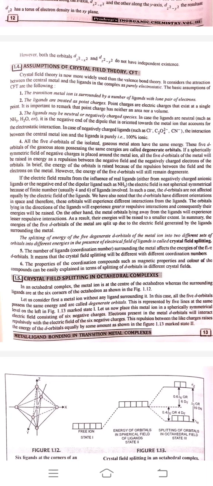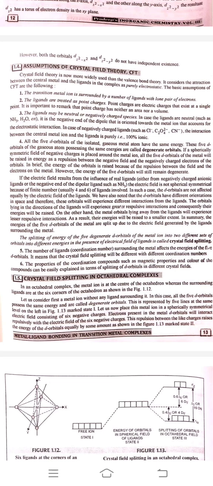the metal will be raised in energy because of repulsion between the negative field and the negatively charged electrons of the orbitals. In brief, the energy of the orbitals is raised because of the repulsion between the field and the electrons on the metal. However, the energy of the 5 d orbitals will still remain degenerate. The electric field results from the influence of real ligands, whether negatively charged anionic ligands or the negative end of dipolar ligands such as ammonia.